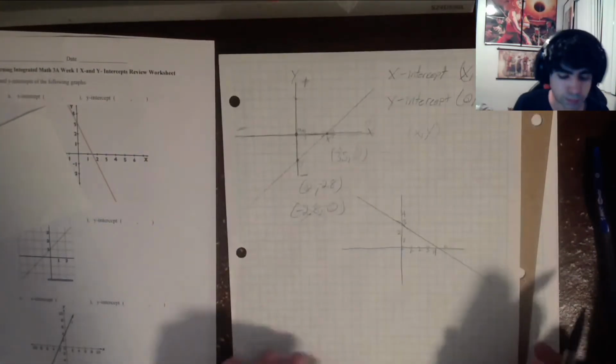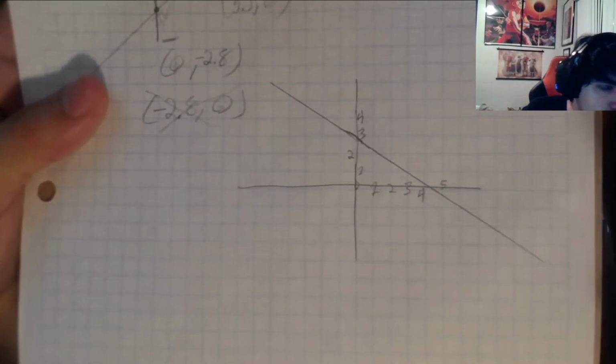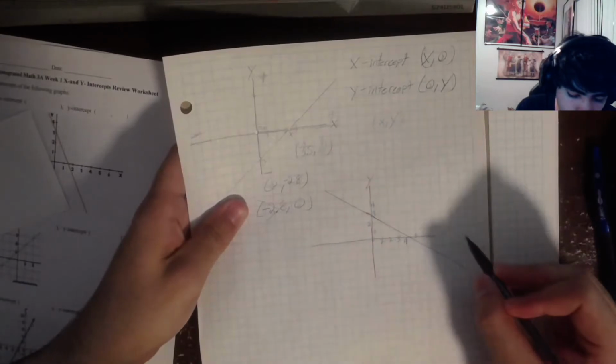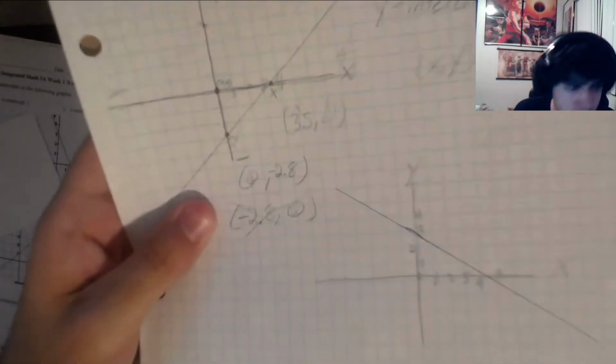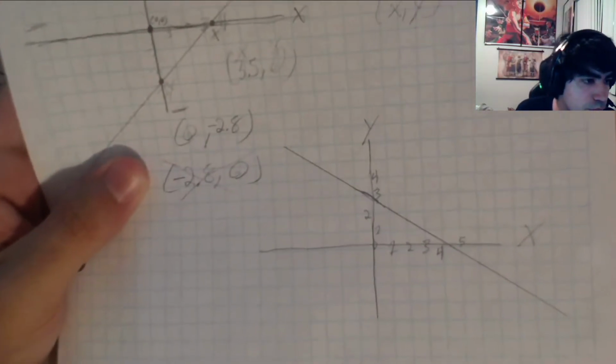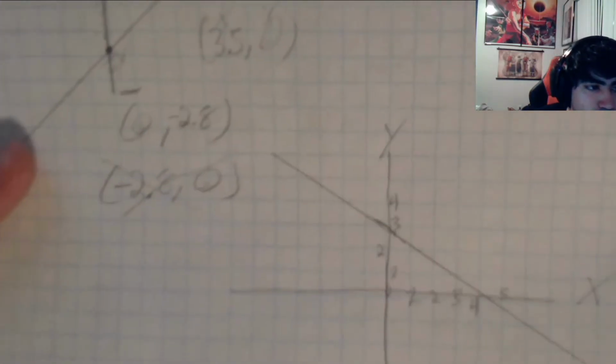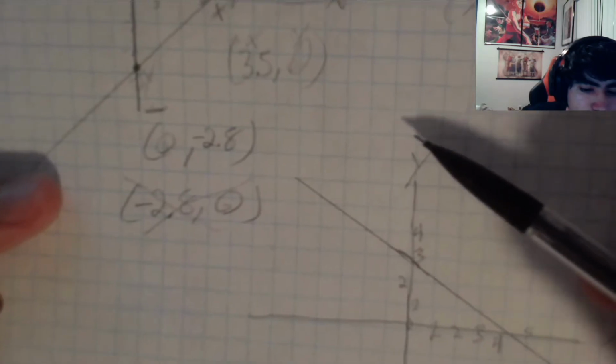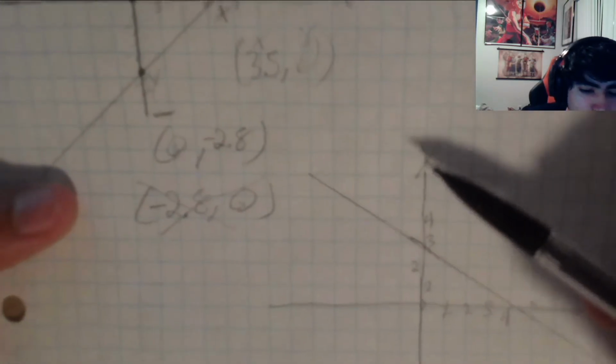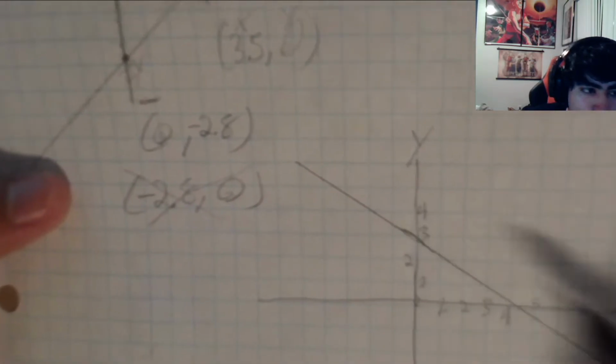Okay. Same idea. Let's draw our x and y axis. Label them. Okay. What is our y-intercept? It's on the y-axis. Now, where does the line cross?